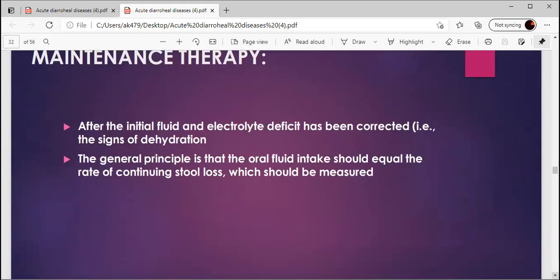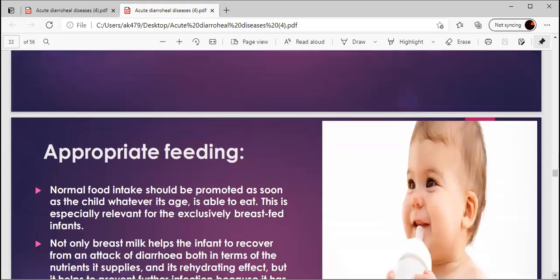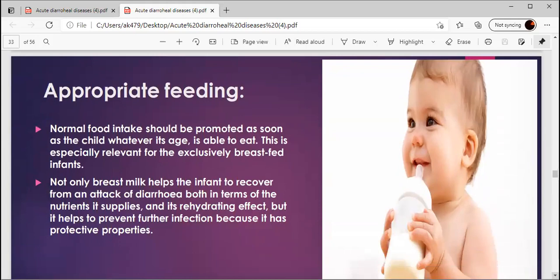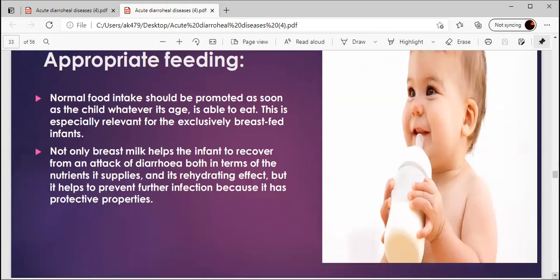Maintenance therapy. After the initial fluid and electrolyte deficit has been corrected, that is, after the correction of the signs of dehydration, the general principle is that oral fluid intake should equal the rate of continuing stool loss, which should be measured. Appropriate feeding. Normal food intake should be promoted as soon as the child, whatever its age, is able to eat. This is especially relevant for exclusively breastfed infants.